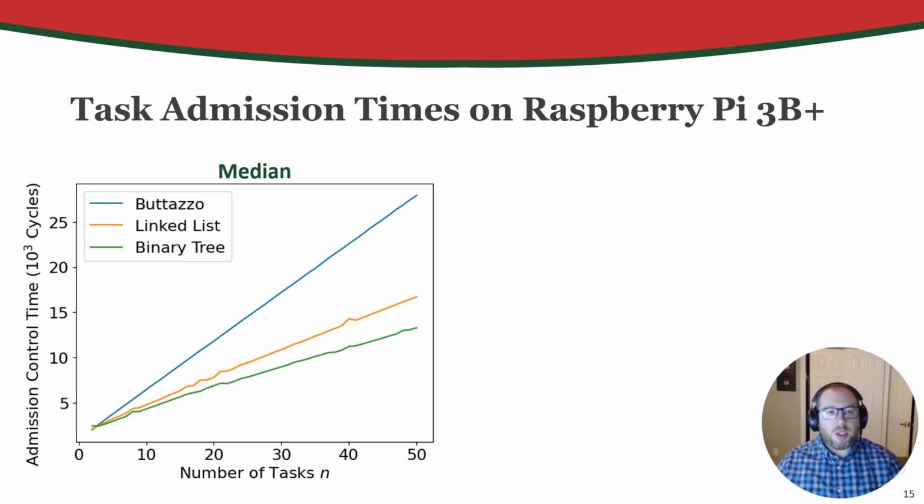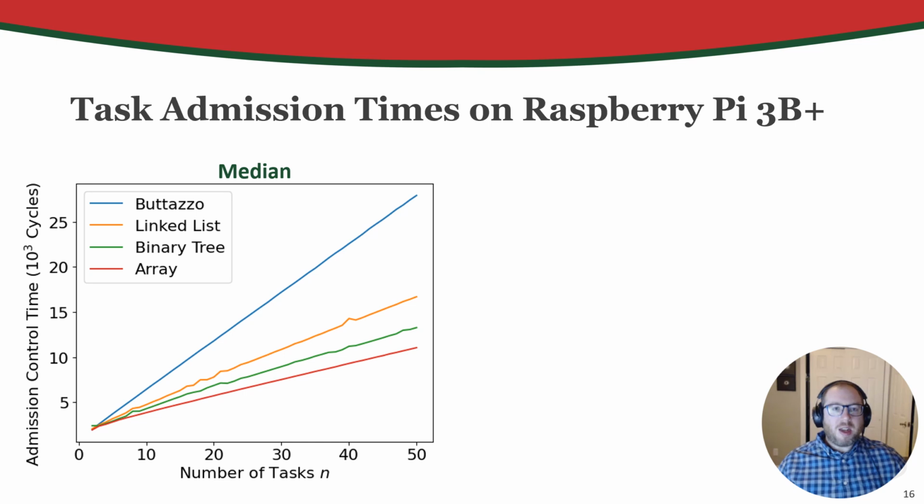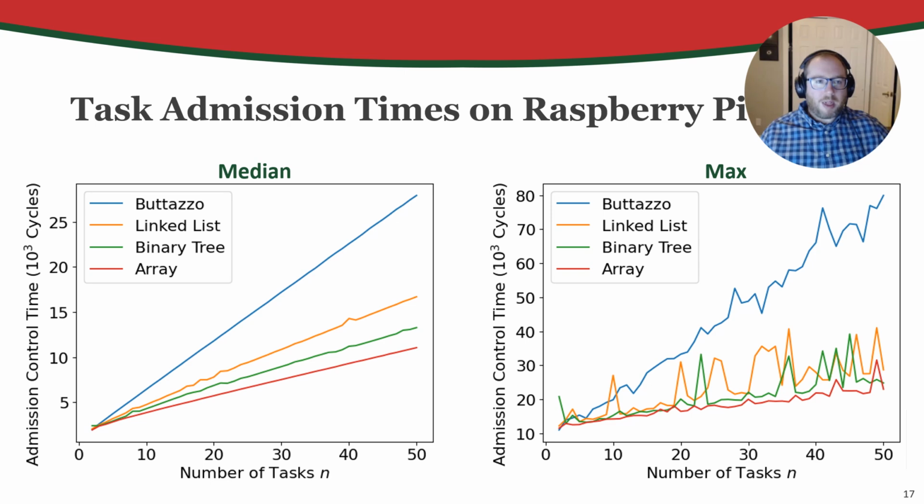Now if we move to using a binary tree for the sorted task list, well, now it runs even faster, since the binary tree enables logarithmic time insertion rather than linear time insertion of the admitted task. Finally, we implemented the sorted list of tasks as an array, which runs the fastest, because even though it requires linear time insertion, there's no pointer following. And so the result is you can see that our algorithm runs much faster than Buttazzo's original algorithm as the number of tasks grows. And our algorithm remains much faster when comparing worst case times.